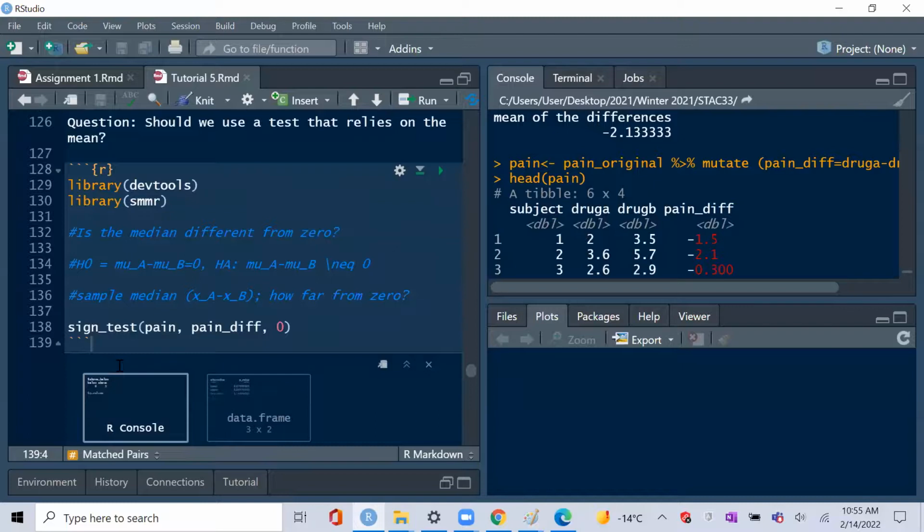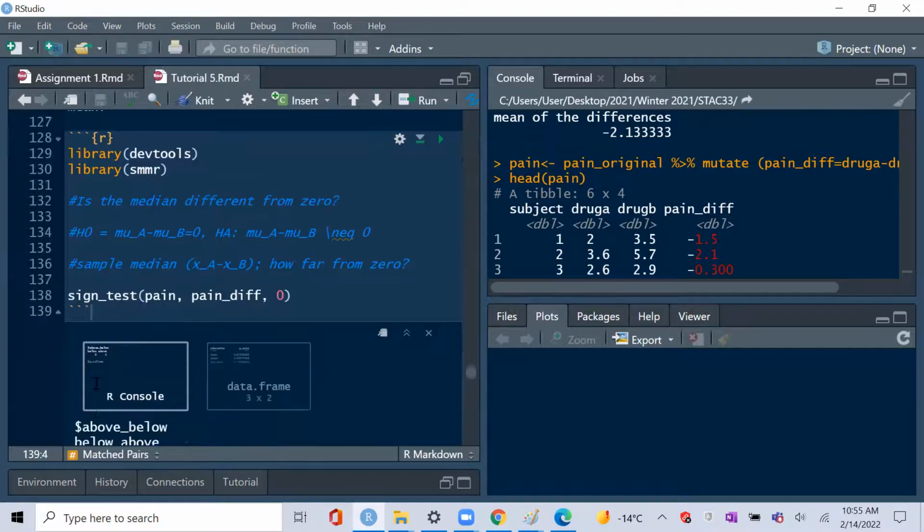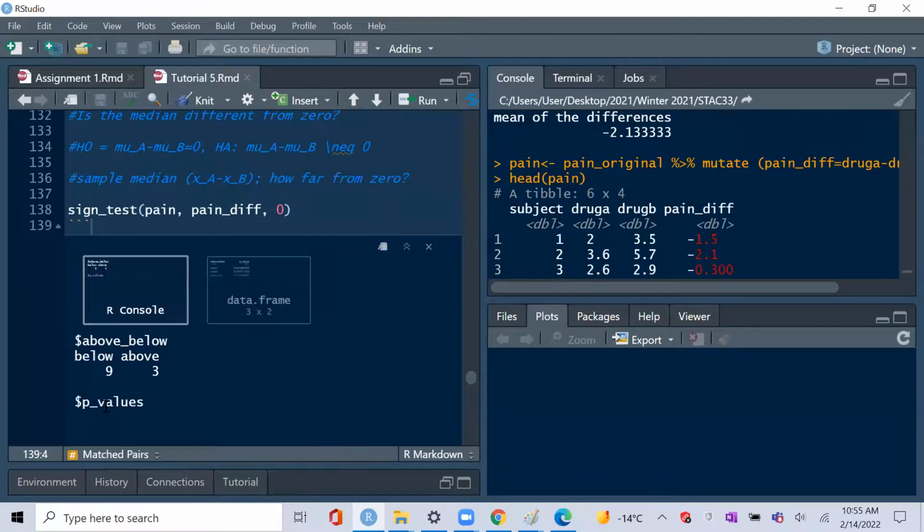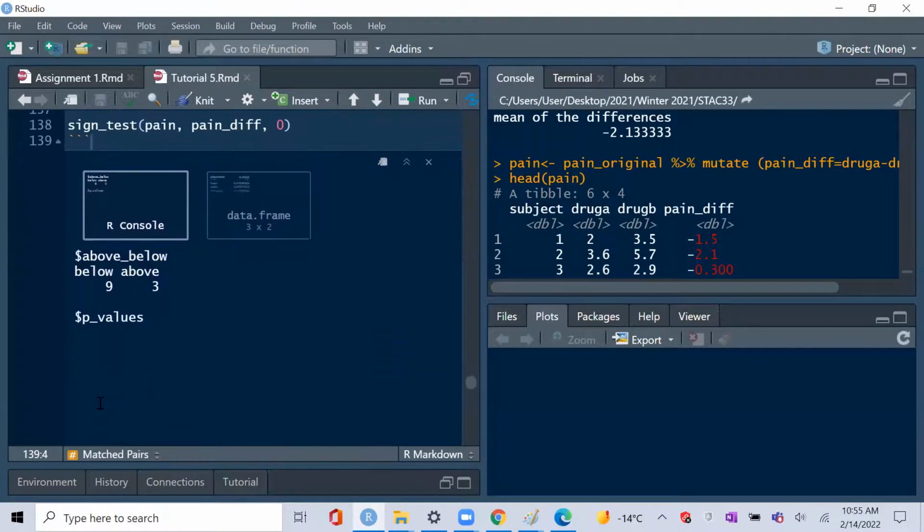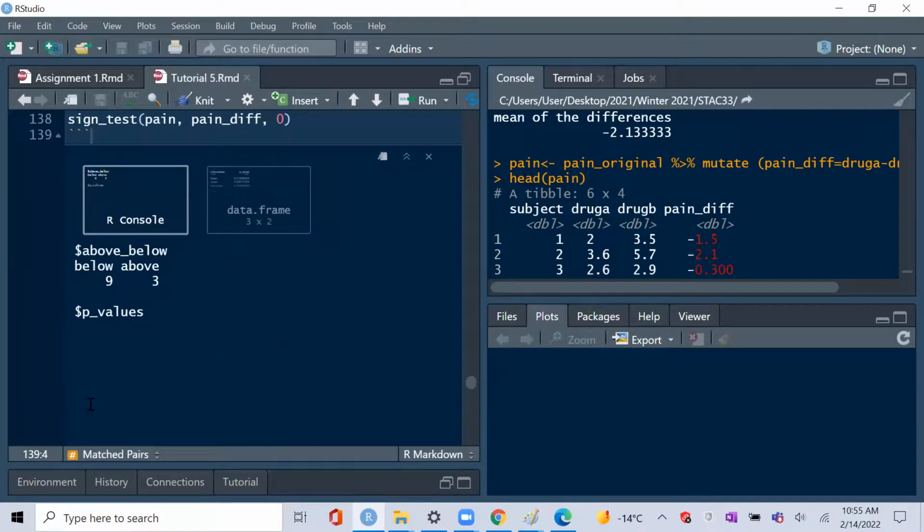If there's actually no difference, you should expect the median to be 0. Half of the drug differences should be less than 0, half should be bigger than 0, saying that half the time drug A was better, half the time drug B was better, right? But you can see here from the test, what we get is that none are above 0, meaning that 9 times out of the 12 times, drug B was better and 3 times drug A was better.